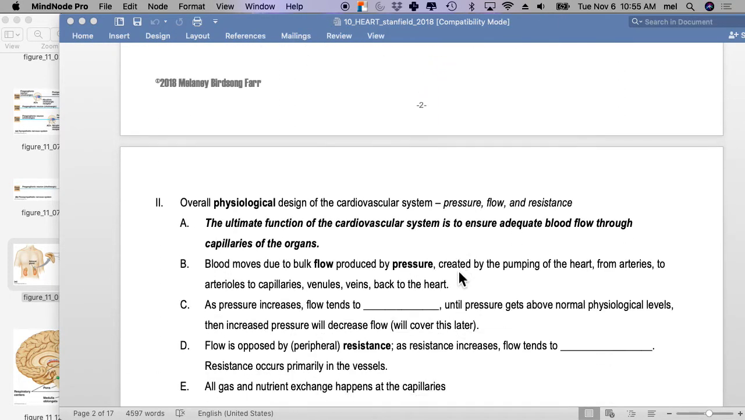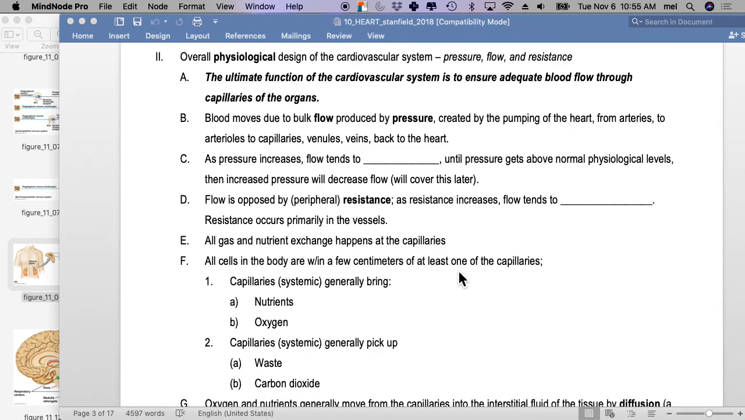Okay, so we are going to start with Roman numeral 2, and we're going to start to look at the physiological design of the cardiovascular system. Of course, design is in quotes because it wasn't designed, it was actually evolved. But the big picture of the cardiovascular system is that it is just fancy plumbing. That's all it is. It's an interaction between pressure and resistance to allow for flow, right?